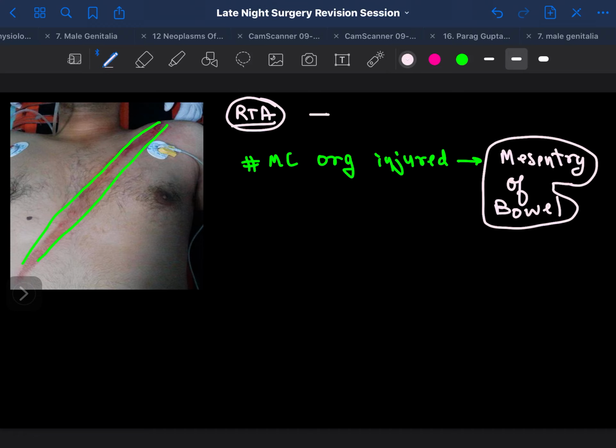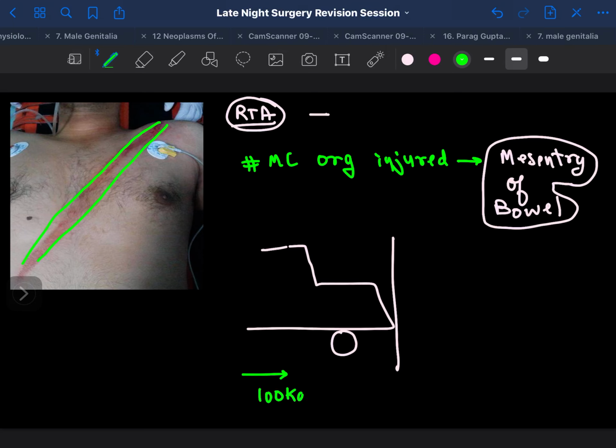Now, what you need to appreciate is why the mesentery is getting injured most commonly in the seat belt injury. So let's assume that this is a car which this particular person was driving, and this car comes to a standstill. Let's say it meets with an accident, the car stops. Let's say the car was moving at 100 kilometers per hour. Let's assume that.